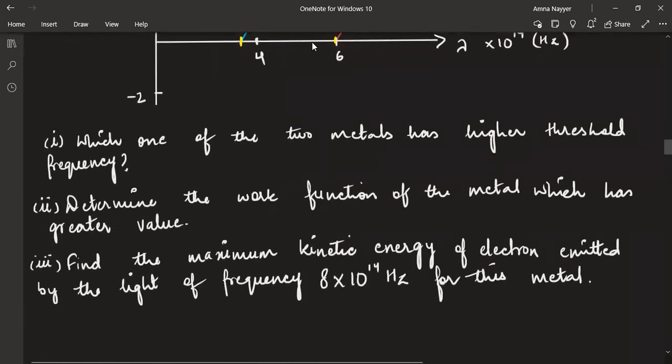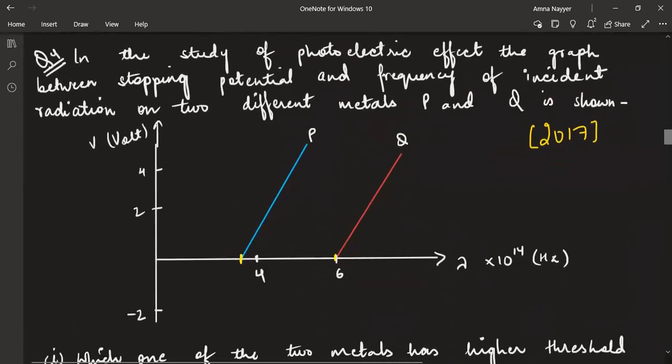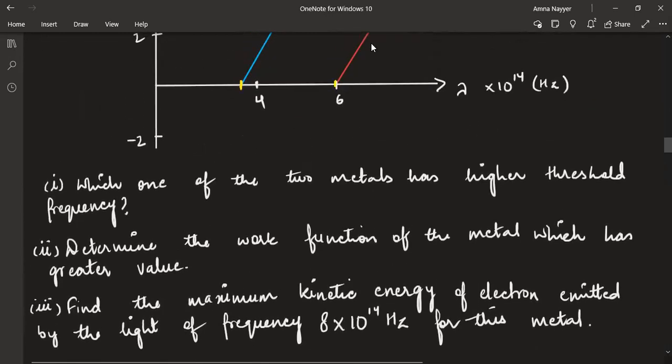Ma'am, wait 2 minutes. No, check your answer. Just check it once again. Yes, ma'am. Written. Someone was writing, no? Zaid, I think. Yes, ma'am. Okay. Correct answer, Astha.